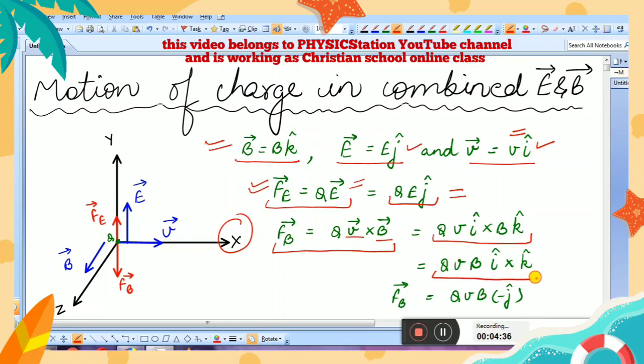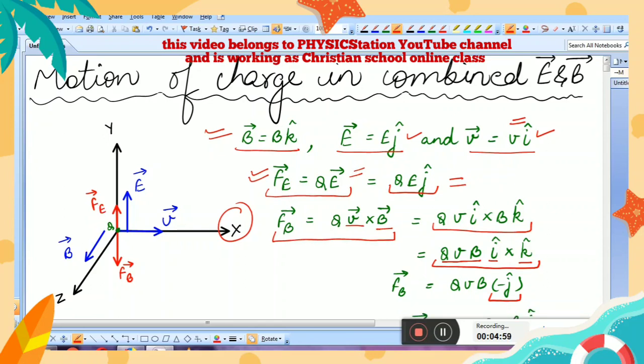After writing all the values, the magnitudes we can take together as we have taken here, qVB, and there will be the cross product of i cap and k cap. The cross product of i cross k will give you minus j cap. How did we get this? All these things about the cross product we studied in 11th class.